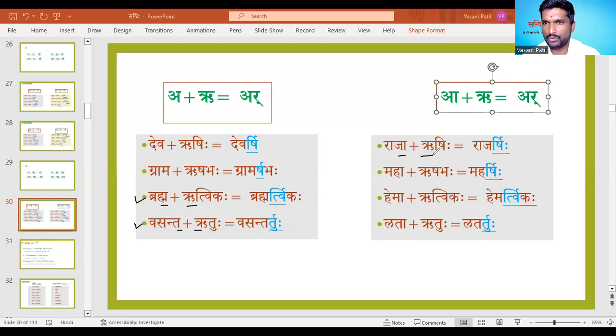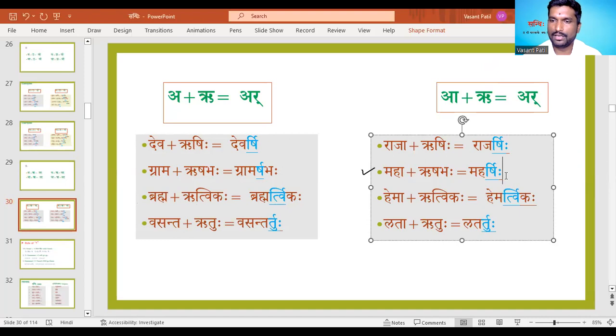Now let us see the example of a and ru. Raja plus Rushi: a is here, so Raja plus Rushi will become Rajarshi. Maha plus Rushi. Maha plus Rushabha, Maharshabha. Rushabha means a bull.